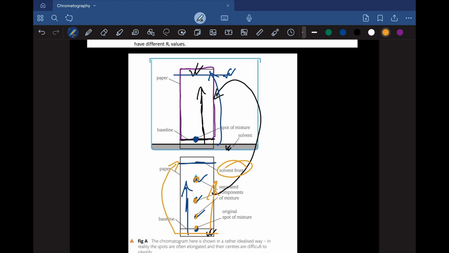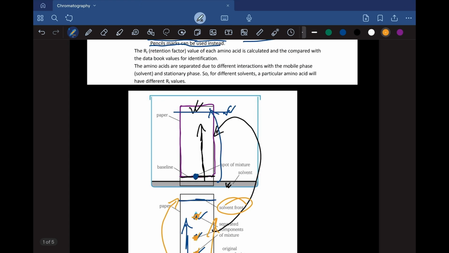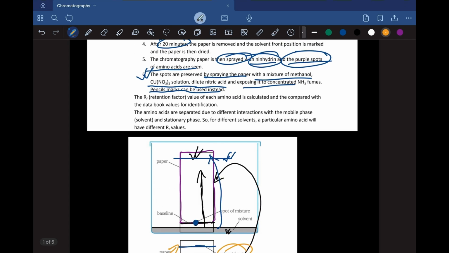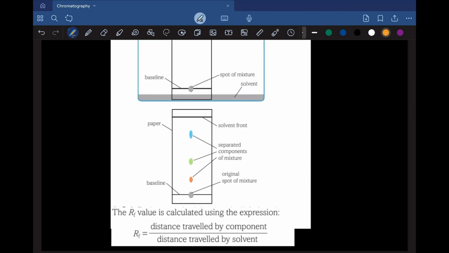But the components of the spot have reached different positions, depending upon the components. Now there is something called the retention factor. Then what is actually the retention factor? The retention factor value of each amino acid is calculated and then compared with the data book values for identification. Okay, so now let's look at the retention factor. There is a formula of the retention factor.